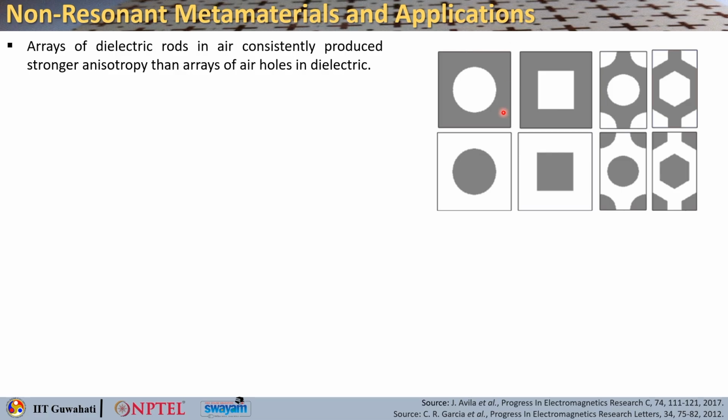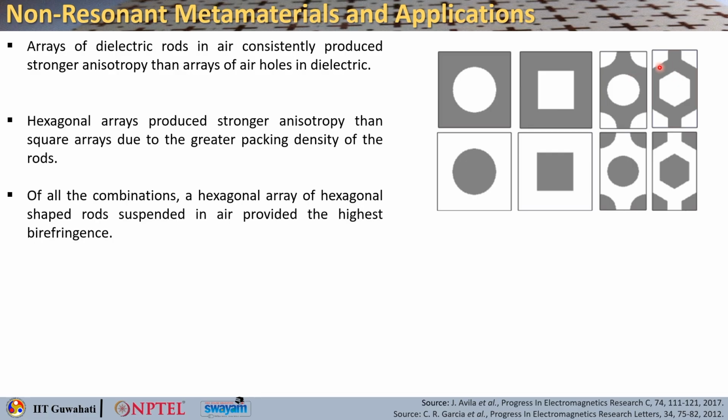That means in a dielectric slab you are making a circular hole or a square hole, or you are making holes in the form of a rectangular lattice or so on. Now why people have tried so many different structures is to see where they get higher anisotropy. So it is found that hexagonal arrays produce stronger anisotropy than square arrays due to their greater packing density. That makes sense.